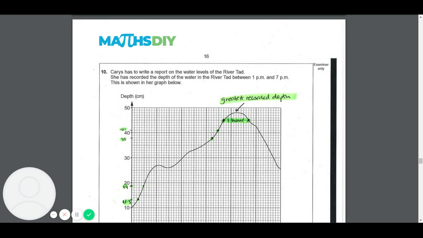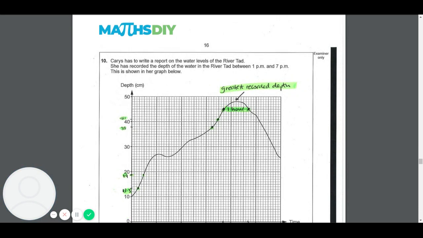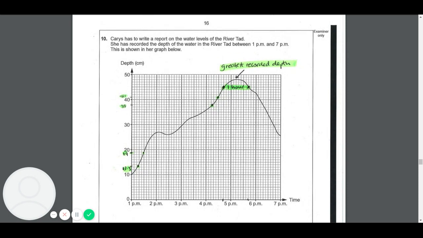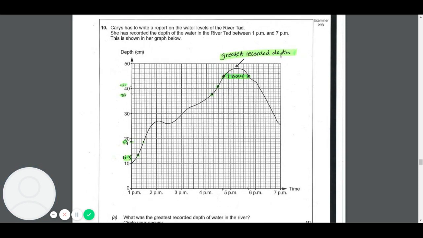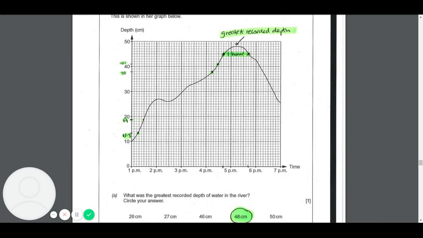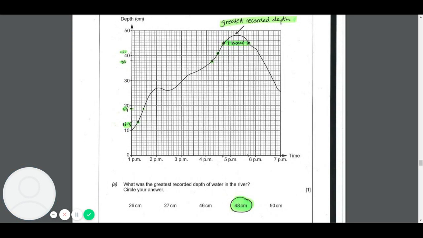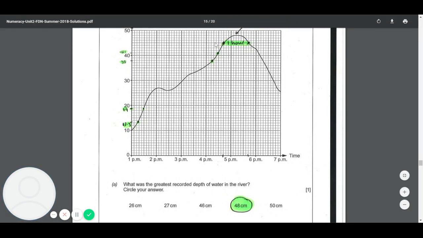Okay, so Karis has to write a report on water levels of the River Tad. She's recorded the depth between 1 p.m. and 7 p.m. and we've got the graph. And what we're going to do is the greatest depth. So the greatest depth is up here. Now, you can see that there's 10 little squares and it goes up 10. So it's nice and straightforward. Each little square is 1. So you can see it goes up to exactly 48. We can see that exactly.